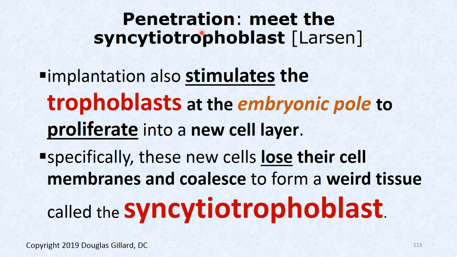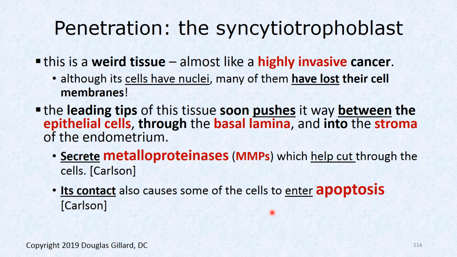All right, so the implantation stimulates the trophoblast at the embryonic pole to grow a new layer of cells. We got to pull that embryo inside the endometrium. To do that, we need to grow some new cells. And the trophoblasts, they're like stem cells, right? All these things are like stem cells. They literally start making a new weird cell type. And this is called the syncytiotrophoblast. Almost like a cancer, I want to say. It's crazy. Let's talk about it.